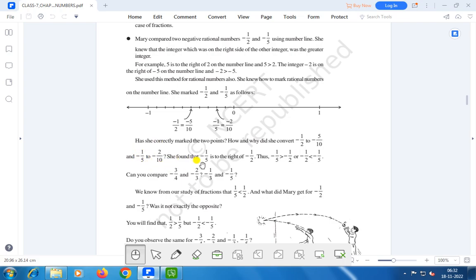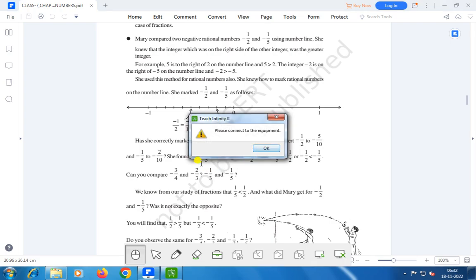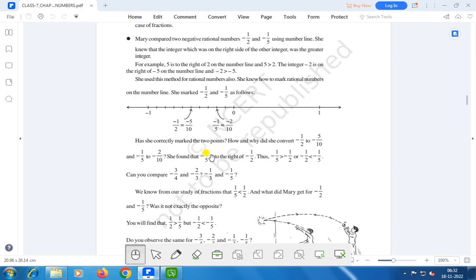Right? She found that minus 1 by 5 is to the right of minus 1 by 2. Thus, minus 1 by 5 is greater than minus 1 by 2, or minus 1 by 2 is less than minus 1 by 5.